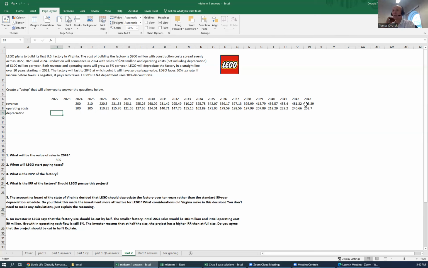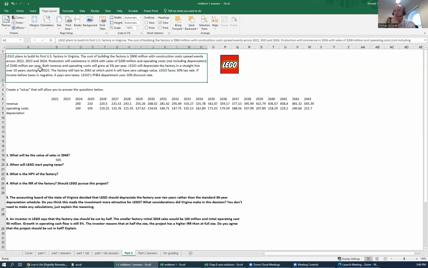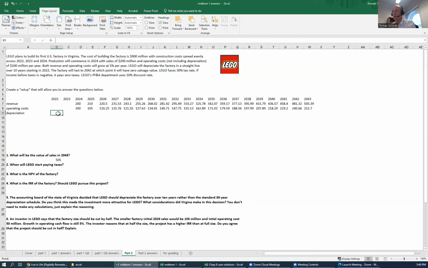It's going to be depreciated over. Oh yeah, actually, I said in the question that the depreciation starts in 2022. So there's no ambiguity there. And it's going to be depreciated over 10 years. So we've got $900 million factory over 10 years. The annual depreciation is going to be $90. And for the next 10 years, it's going to go to 2031.